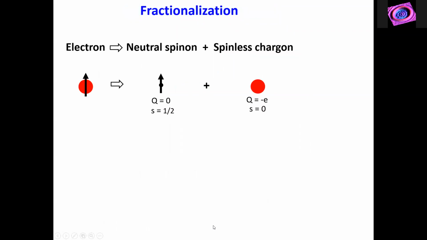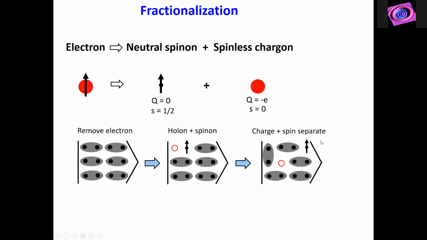Another property of a quantum spin liquid is that you get charge fractionalization. What that means is that if I stick an electron into a quantum spin liquid, then it's going to break apart into a neutral spinon and a spinless chargeon. And you can see that here in this cartoon. This is the spinon, and this is the chargeon.